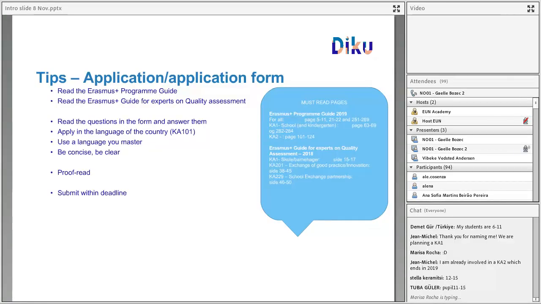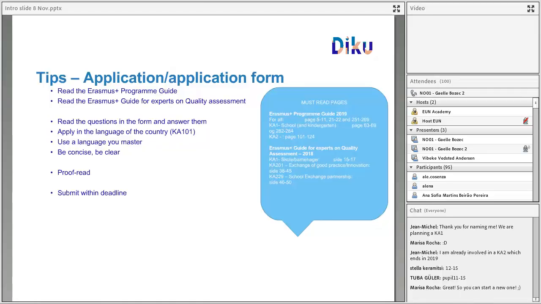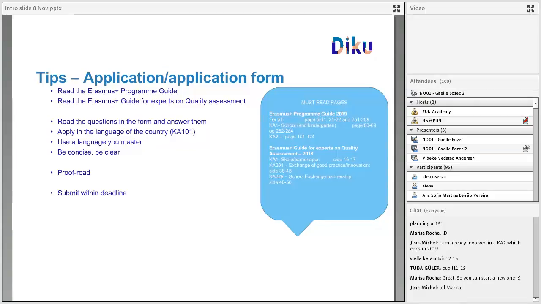Application and application form. Read the manual. The manual is our Bible, and it's called the Erasmus Plus Guide. Read as well the Erasmus Plus Guide for experts. They are the people that are actually evaluating your application. Okay, in the blue box, I have listed the requirement for reading. This one is 350 pages, and I have listed the pages that you should read. They are in the blue box, both in the Erasmus Plus Guide and in the Guide for Experts.